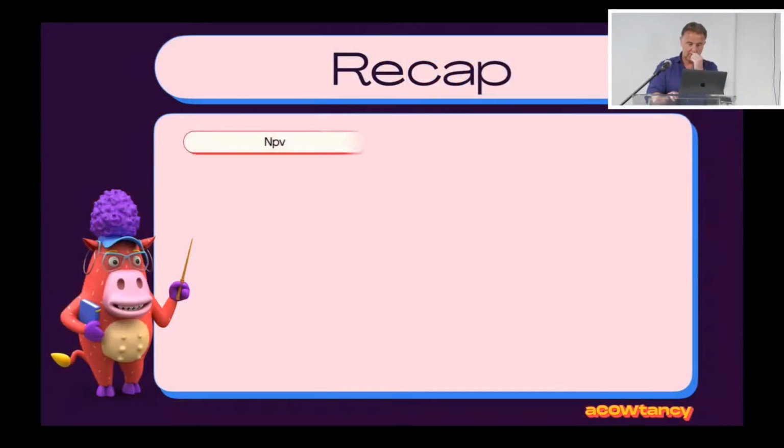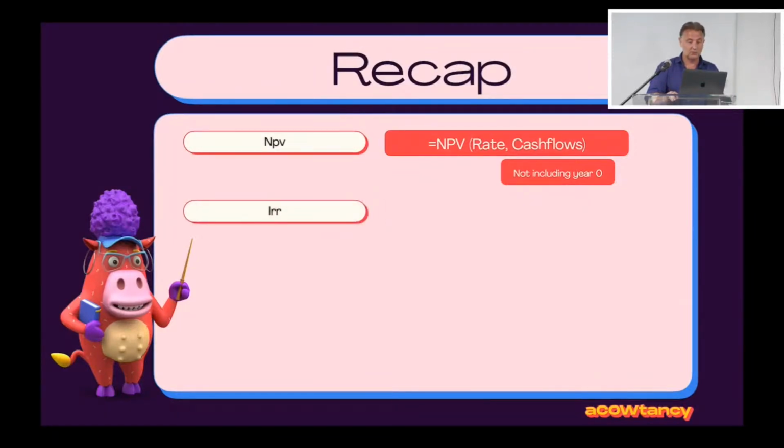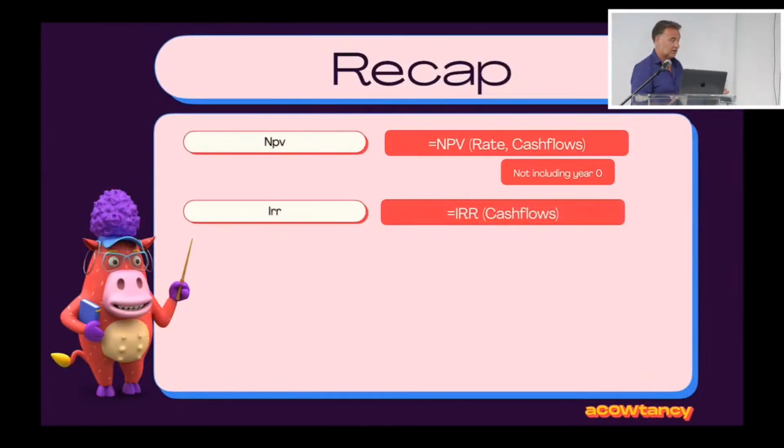Bit of a recap then. When we did net present value, NPV, rate, cash flows. In our question, what was the rate? Can you remember? That was the 10%. 0.1, put that in, it's easier. Comma, cash flows. Notice we didn't include year zero. Why not? Because that's already in today's money. It's already been discounted. You can't discount it down any more than today's rate. So don't include year zero in your cash flows. Then when you want to work out what the actual rate is, it's IRR, cash flows.